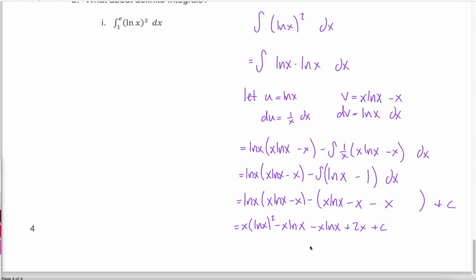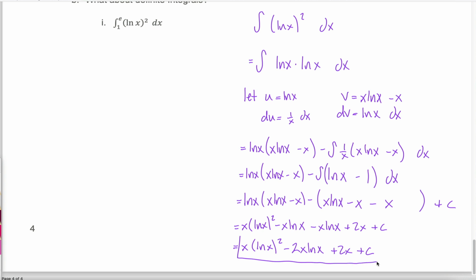You could easily call this good enough. Although I think I want to take it one step further. I just want to recognize that I got an x natural log of x here and an x natural log of x here. And since they're both negative, I really have minus 2 x natural log of x. There's other ways you could write your final answer, but I think I'm going to be content with writing it as x natural log of x squared minus 2 of these x natural log of x things plus 2x plus c.